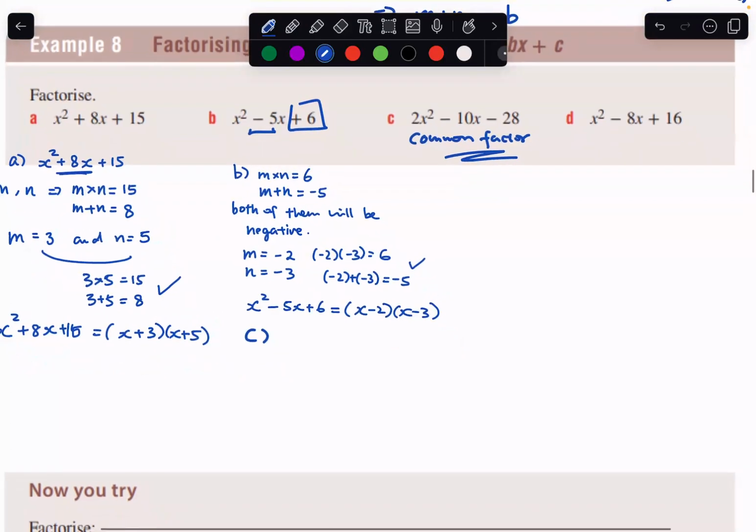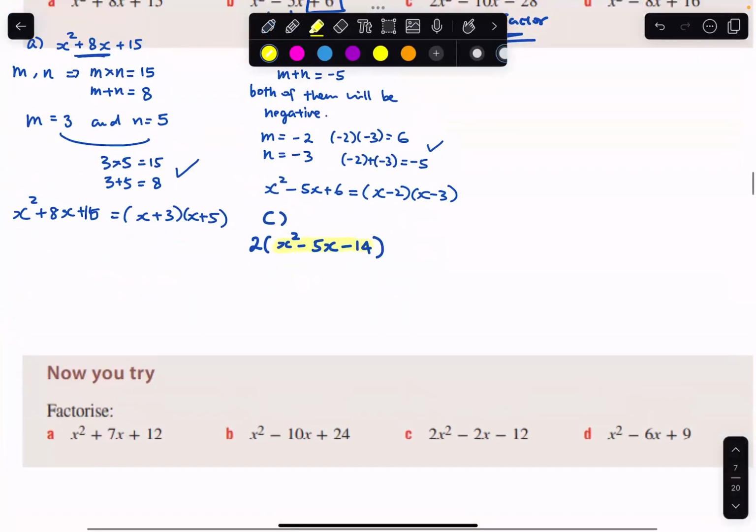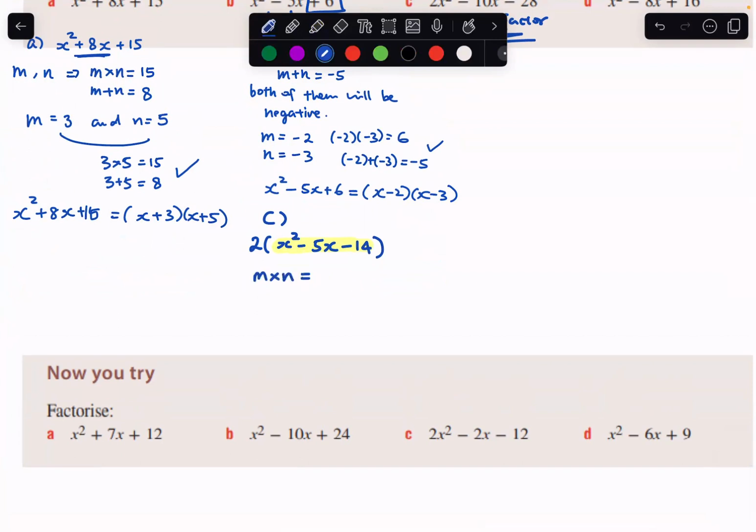The common factor is 2, so we take 2 out, and that will be 2 bracket x squared minus 5x minus 14. Now the thing in the bracket is a monic quadratic trinomial. Same thing: we find m times n equals the constant number negative 14, and m plus n equals negative 5. If you multiply them together to get a negative, one of them will be a negative number.